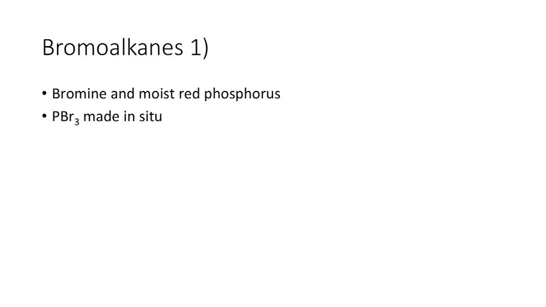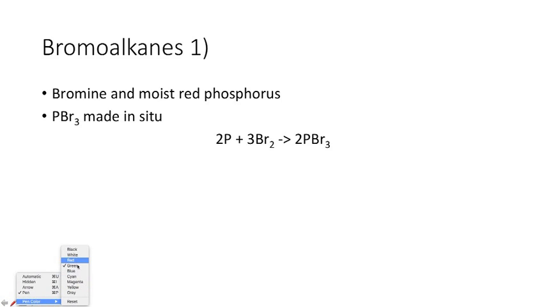Moving on to bromoalkanes. There are two ways of making bromoalkanes also. The first way we're going to talk about is bromine and moist red phosphorus. This is made in situ by this equation here. So we get our phosphorus and the bromine, and we can make our PBr3.